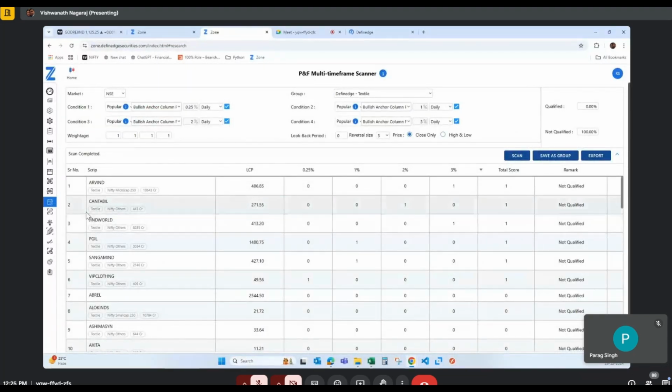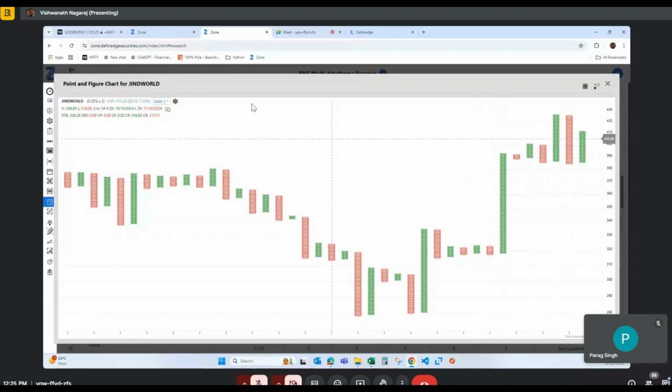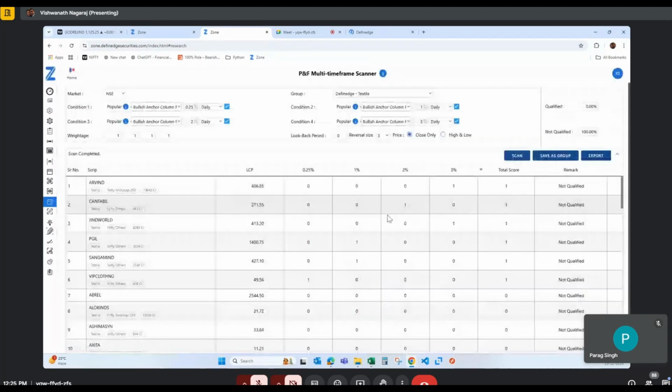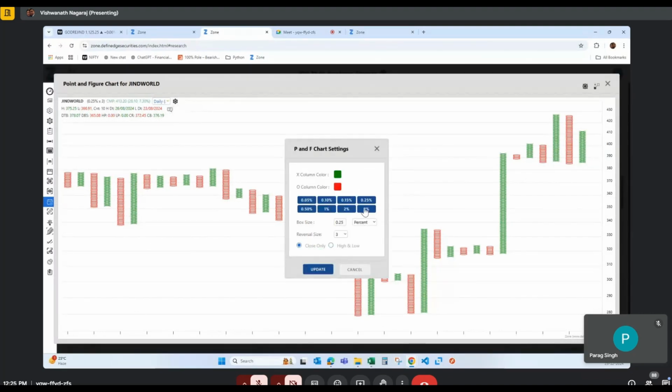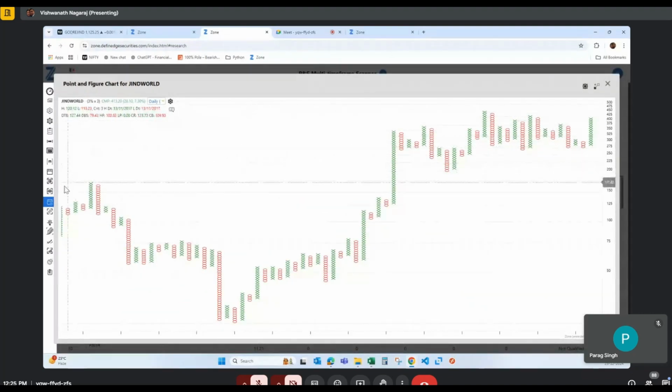Jind World. Again, what time frame is it at? 3%. This is a nice consolidation again. It's coming. But again, this is the part: this anchor column low is not taken out, so this is still valid. So if you plot a 45-degree trend line, this would have come. Jind World is still active again.